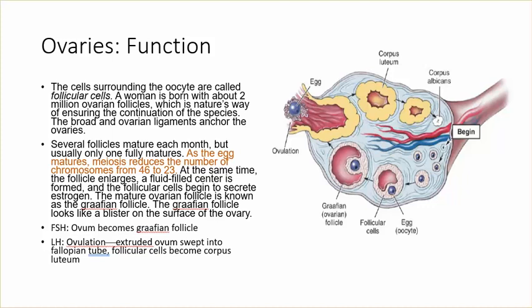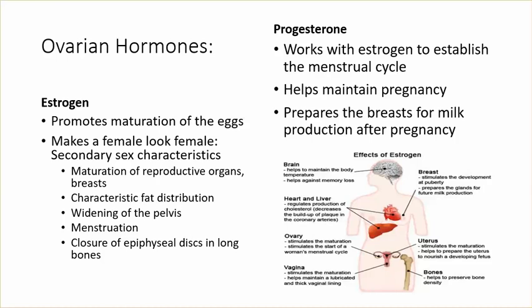Now, if there is fertilization, the fertilized ovum being implanted causes hormones to be released that maintain the corpus luteum until the placenta can take over. So no pregnancy, the corpus luteum becomes the corpus albicans. Okay.